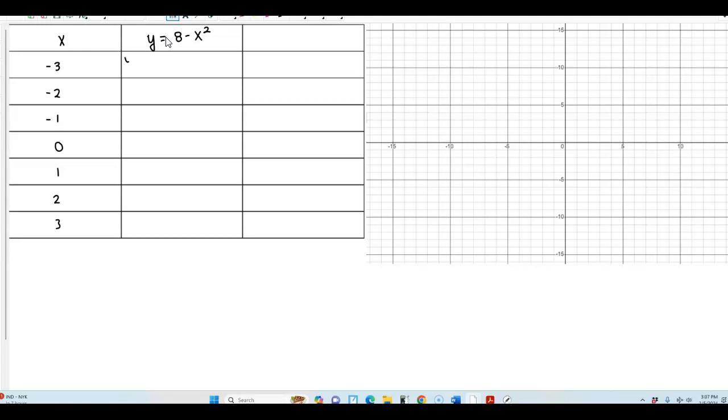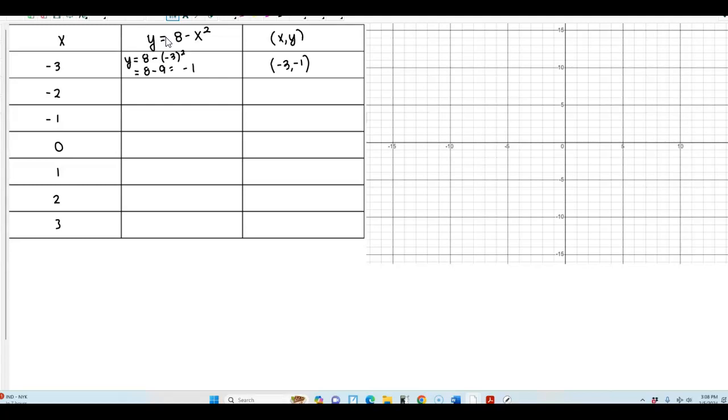So we know that we have y, which is equal to 8 minus the value of x, which is negative 3, and then we're going to square that. So we get 8 minus, now we need to square the value of negative 3. So negative 3 times negative 3 is positive 9. So that becomes 8 minus 9, and 8 minus 9 is negative 1. So therefore we get the ordered pair negative 3, negative 1.